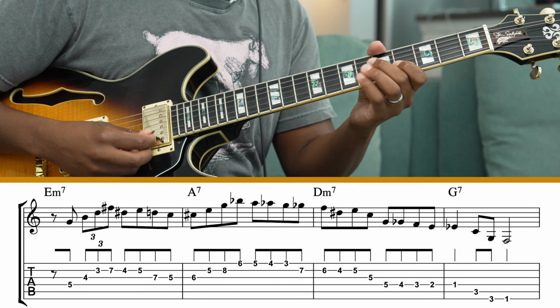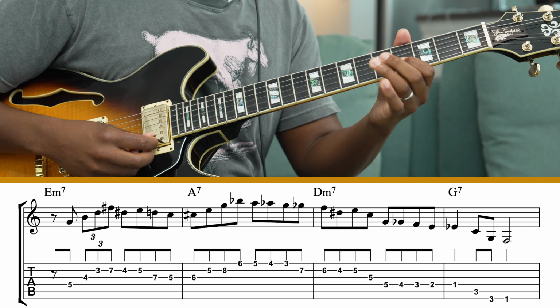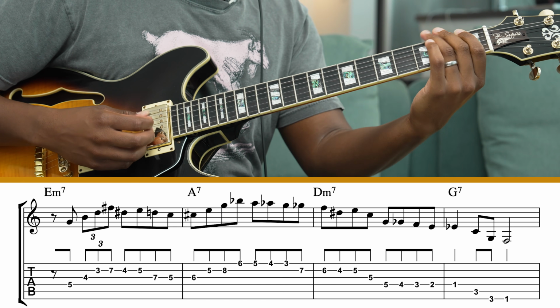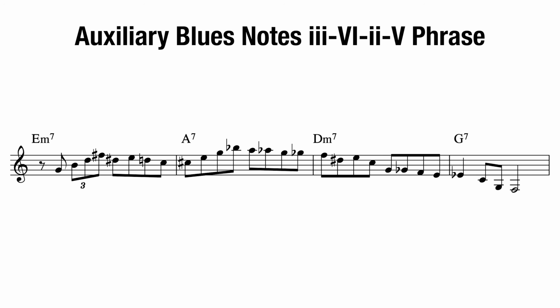So let's take a look at another phrase from the auxiliary blues notes section. This phrase is going to be over a 3-6-2-5. So we're going to be in the key of C major. We have our 3 chord, E minor 7, 6 chord is going to be A7, D minor 7 our 2, and G7 our 5.